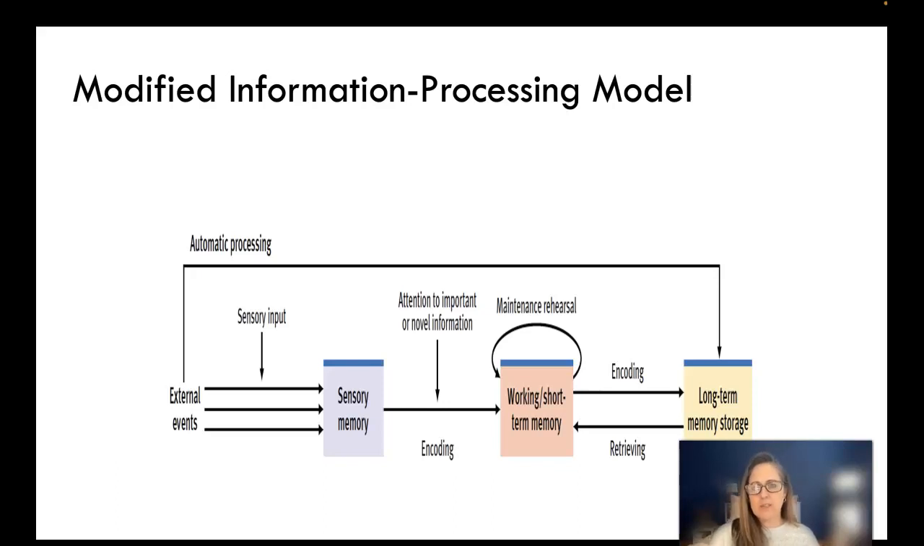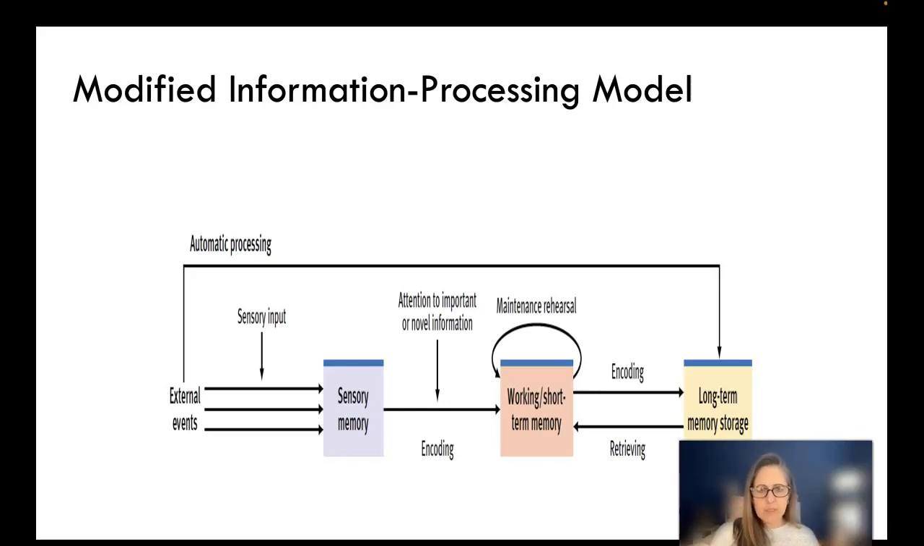And so the three parts of the information processing model, or the three parts of memory according to the information processing model, are sensory memory, short-term, or what now we more often refer to as working memory, and finally long-term memory. So those are the three different parts. And we can think about those first two parts in terms of stages.